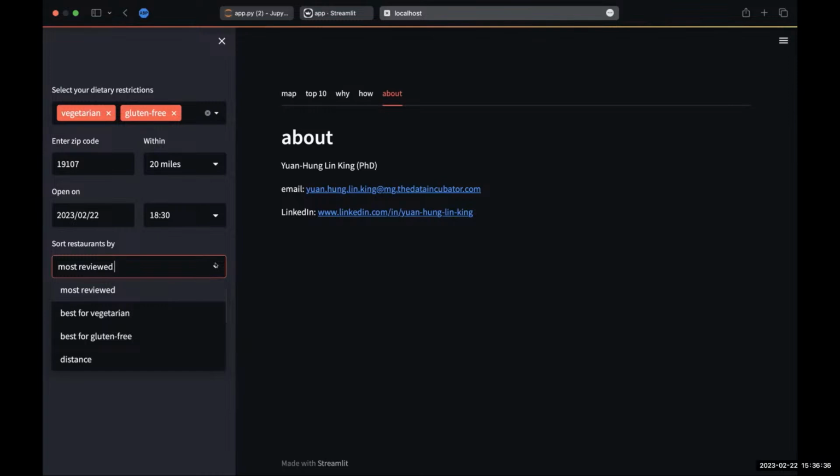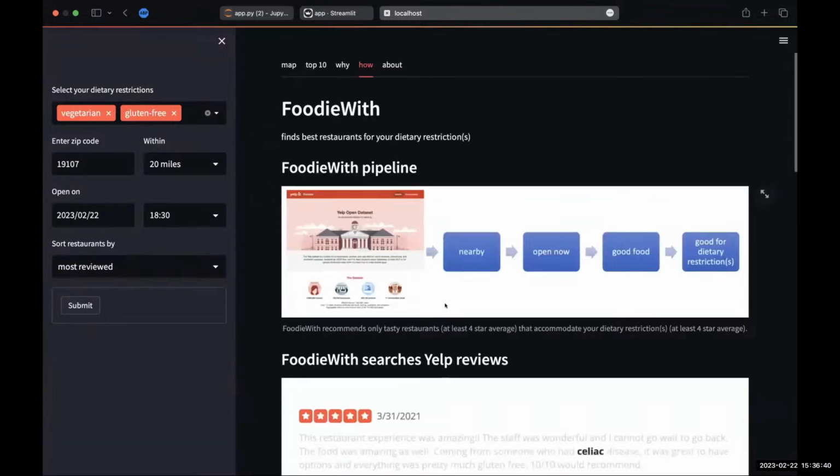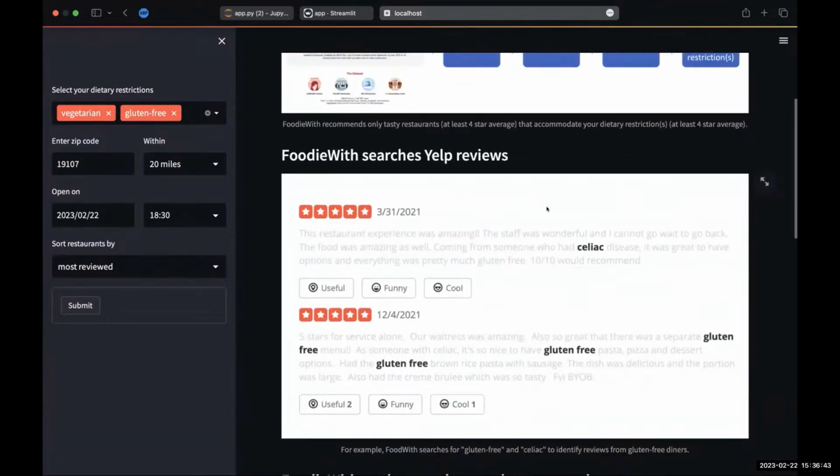It's actually really simple. Usually gluten-free diners who had a good experience, in this example here, give restaurants a really high star rating. So I did not even use natural language processing or anything fancy. It's really just filtering through reviews, pulling out reviews that mention words associated with, in this example, gluten allergy, and taking an average.